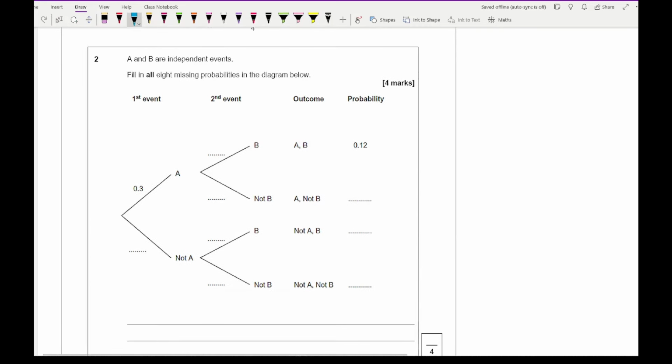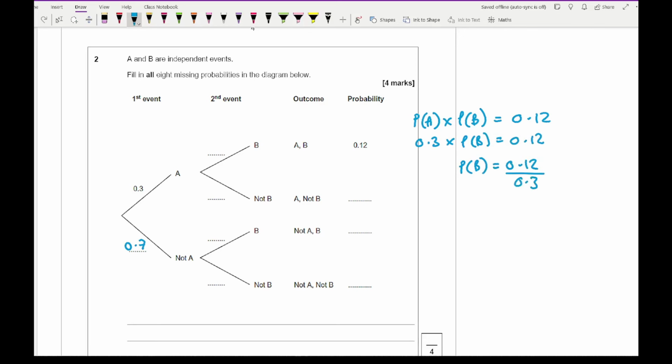So remember that if the probability of A is 0.3, the probability of not A is going to be 0.7. Now looking at the fact that the probability of A multiplied by the probability of B equals 0.12, because they are independent, so we just multiply them. We know that A is 0.3, so then to work out the probability of B, it's going to be 0.12 divided by 0.3, which is 0.4. So that means the probability of getting a B is 0.4, and therefore the probability of not getting B is going to be 0.6.